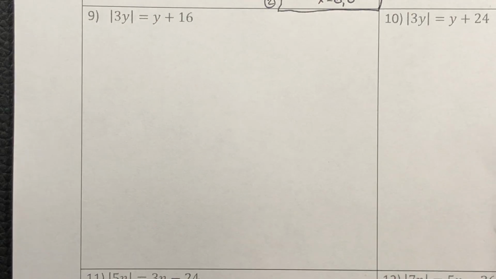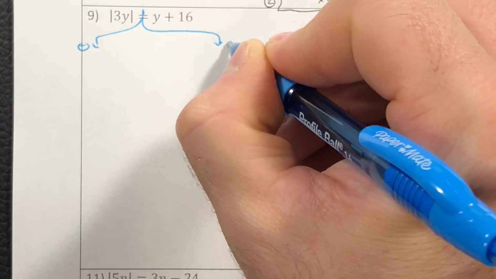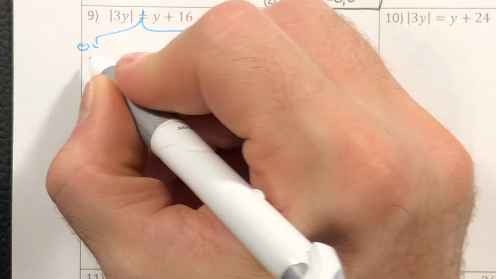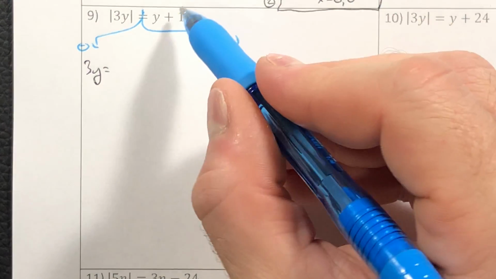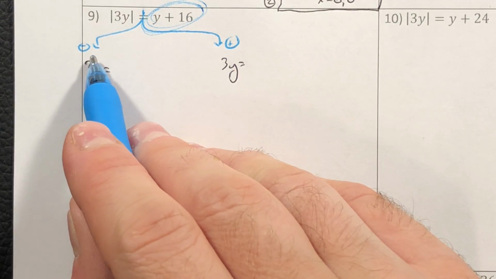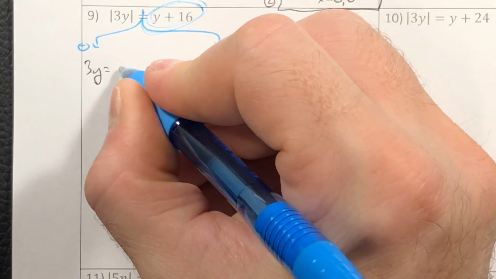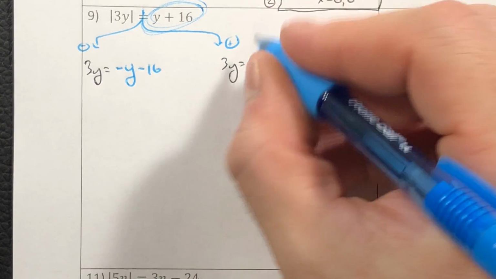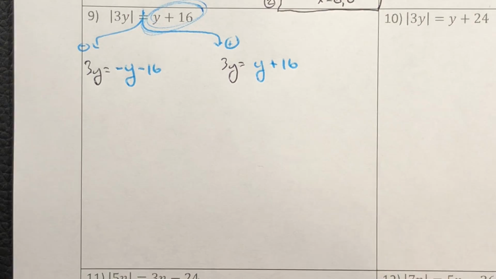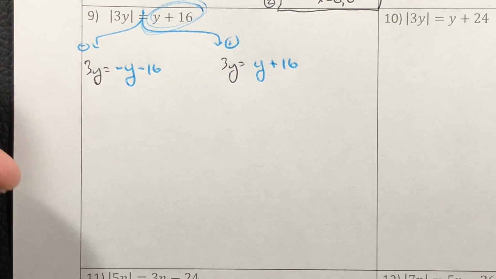Okay, so now that you've had a chance to try it, let's go ahead and see how we did. My absolute value brackets are isolated, so I'm going to go ahead and immediately take both the leftward and the rightward directions. So I have 3y equals and 3y equals, and I'm going to take this whole thing and multiply it times a negative 1. So y and 16 both get multiplied by a negative 1. That gives me a negative y and a negative 16. Over here, they're both multiplied by a positive 1, which leaves me with y plus 16. You know, so they both change signs, or neither of them change signs. Keep that in mind as we move forward throughout the next few problems.